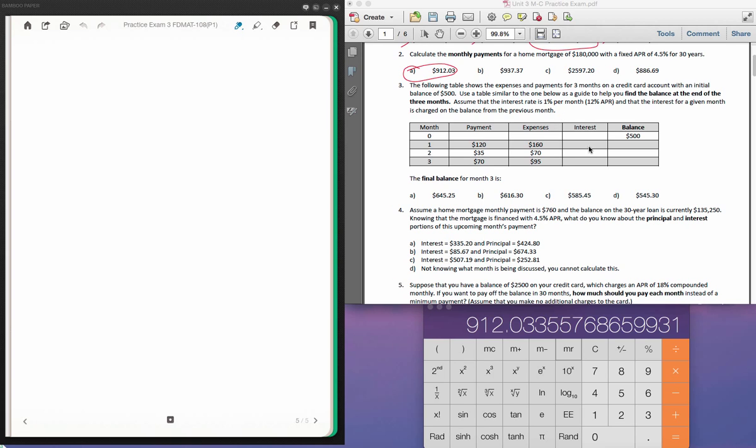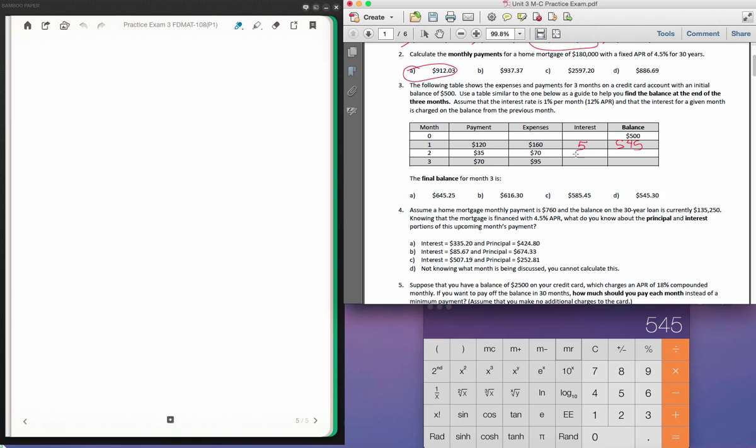So let's charge the interest of the first one. So we have 500. We'll clear all this out. So $500 was our balance of the first one. We multiply that by that 1%, and we get $5. So we have $5 of interest. Therefore, if we take our balance, 500, subtract from it our payment of 120, but add on 160 of expenses and $5 for the interest, now we're at 545.